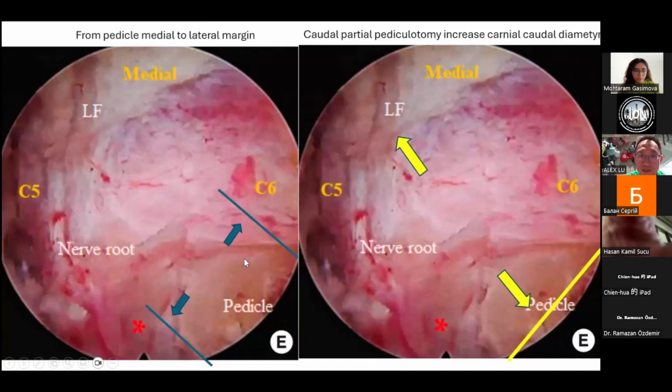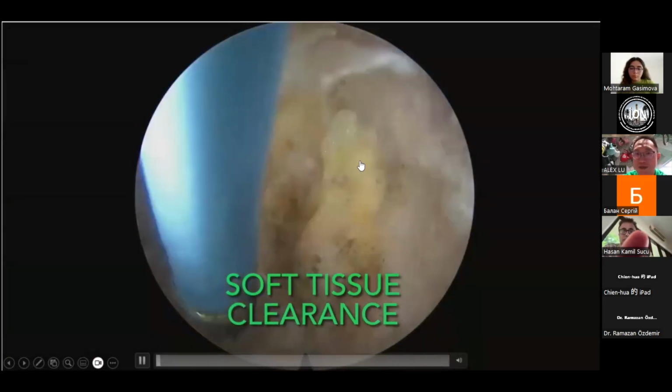I also show this photo. As you can see, this is after the decompression, and this is the pedicle. This is the medial side, and this is the lateral side of the pedicle. Through this decompression, the nerve roots are fully decompressed from medial to lateral, and from cranial to caudal, you also meet the cranial pedicle to the caudal pedicle. So no matter which decompression, you decompress not only medial to lateral, but also cranial to caudal. So let's see how I do it.